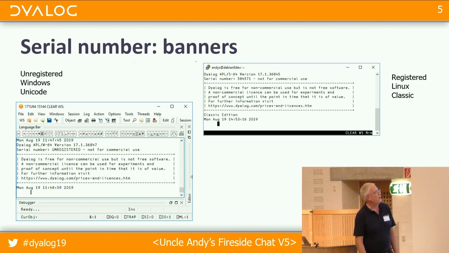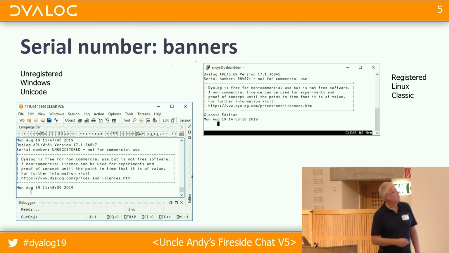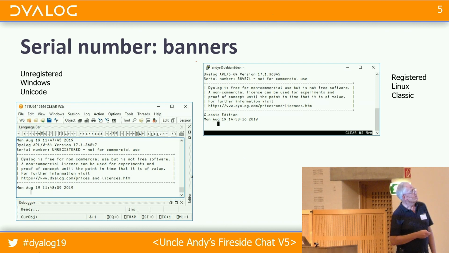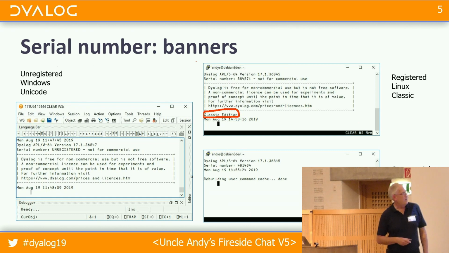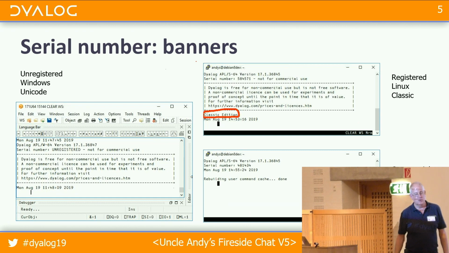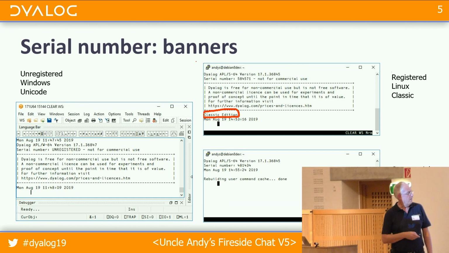Here is a Linux registered but not for commercial use version of Dyalog APL. So it has a serial number, it says not for commercial use, it has the same spiel in the banner. It's a classic interpreter. It tells you it's a classic interpreter. Here is the equivalent with a commercial license for Unicode.